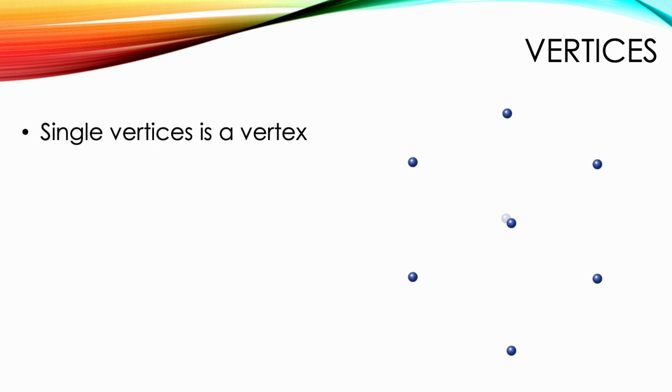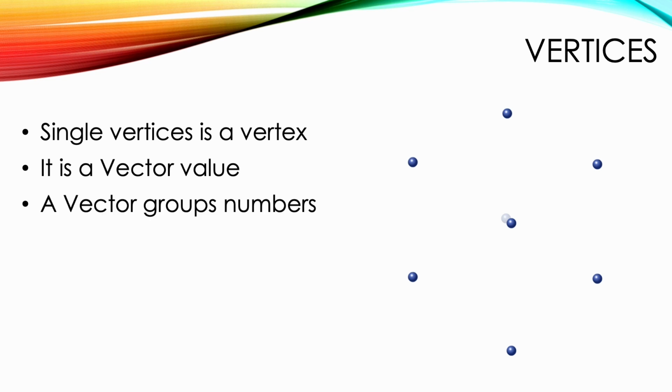A single one is called a vertex. It's a vector value. If you're not sure what a vector is, don't worry, it's simple. A vector is simply a group of numbers. A single number is a scalar, but if we use two numbers together, then this is a vector. For a vertex, it needs an x, y, and z value. And so in Three.js terminology, it's a Vector3. A vector with 3 numeric values.